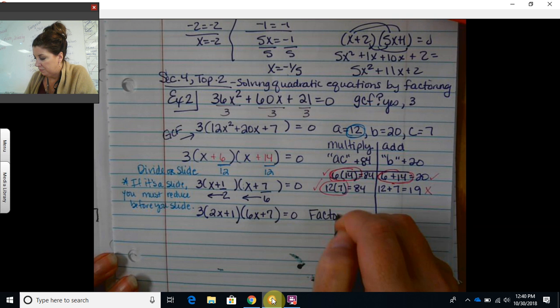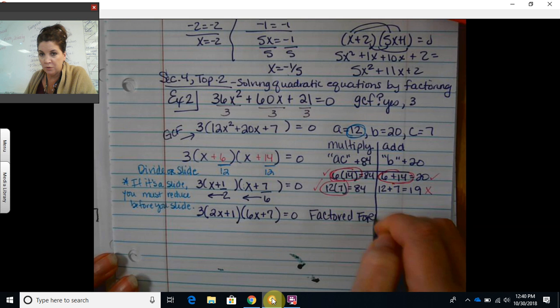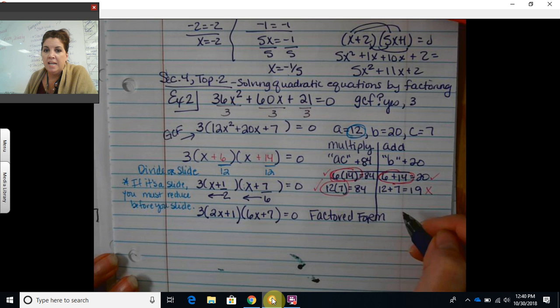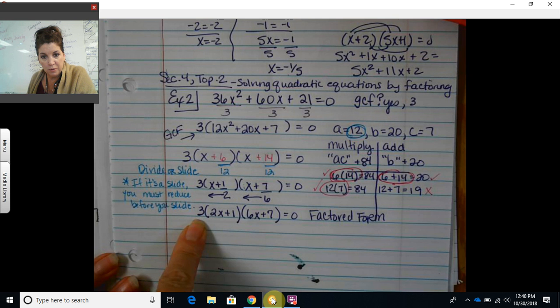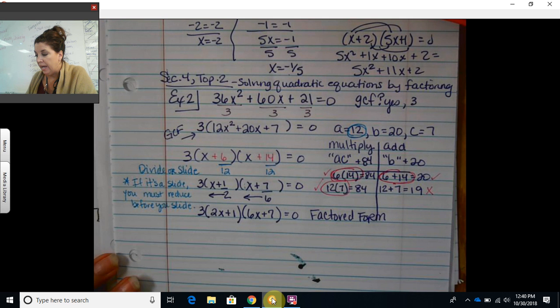We started in standard form, ax squared plus bx equals c. Now we're in factored form. A lot of times in the directions, that's all they want you to do is factor. So if you just had to factor, these are my factors. I've got 3 of them. 3 is a factor, 2x plus 1 is a factor, and 6x plus 7 is a factor. However, what we're doing is using factoring to solve equations, okay? So we're factored, but we're not solved yet.